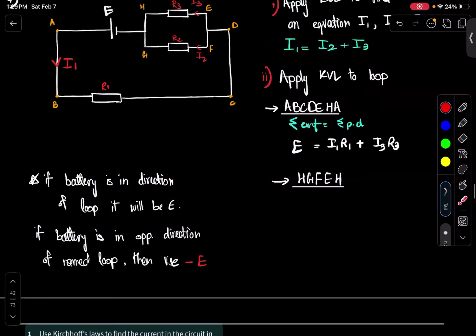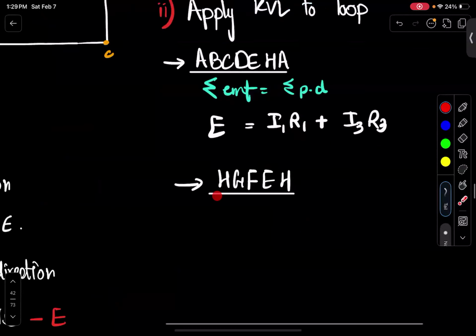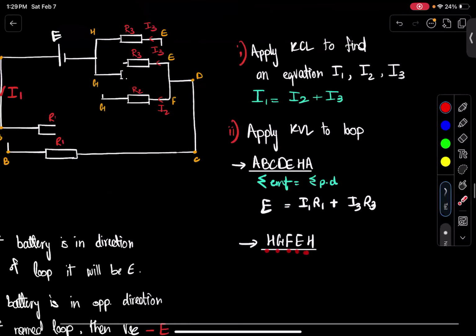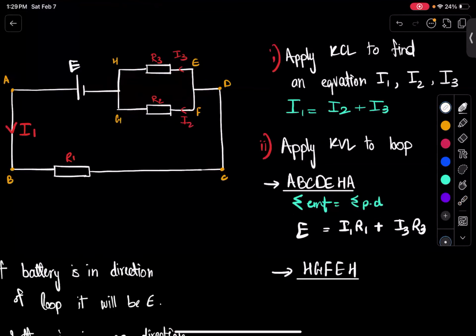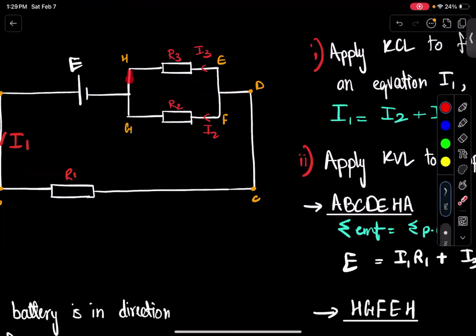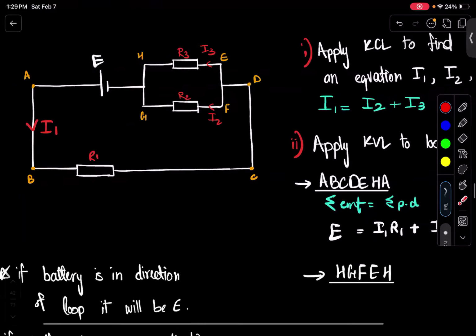Now, they've given a weird loop over here. HGFEH. Check it out on the loop. Where is HGFEH? They're talking about this loop, right? This seems weird. This isn't even the direction of the current, which is important.